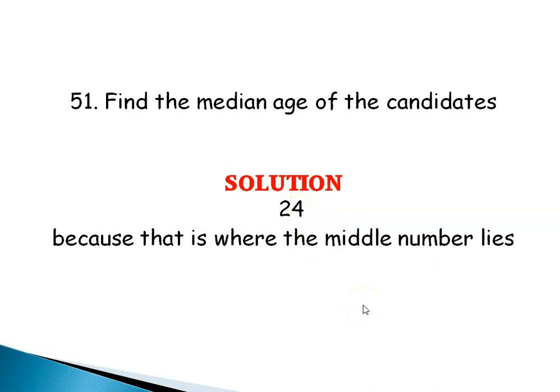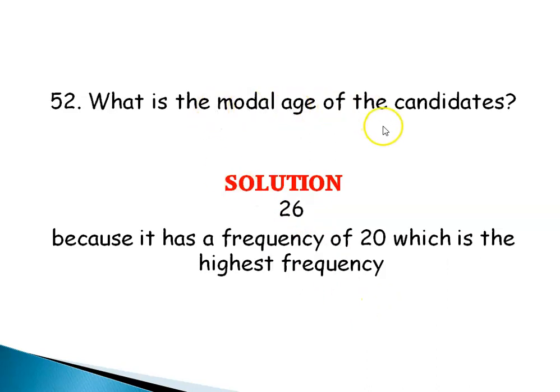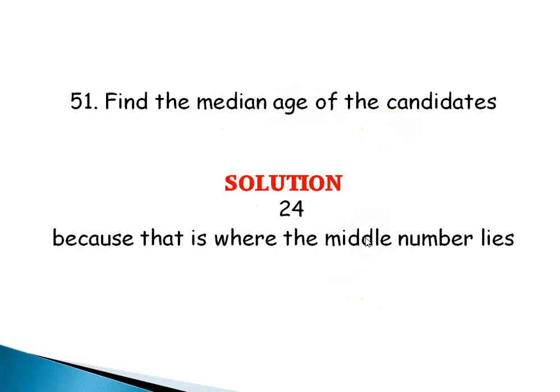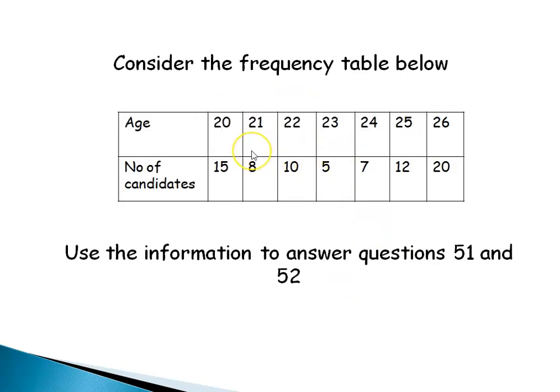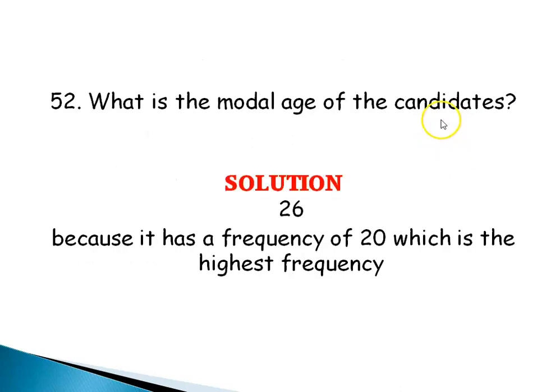Is that taken? Alright. What is the modal age of the candidates? Let's go back to the table. Remember we say modal is the one that appears most or that has the highest frequency. If we look at all of this, this is the highest frequency, 20, and that age is 26. So the modal age is 26 because it has a frequency of 20 which is the highest frequency. Do we understand that? Good.